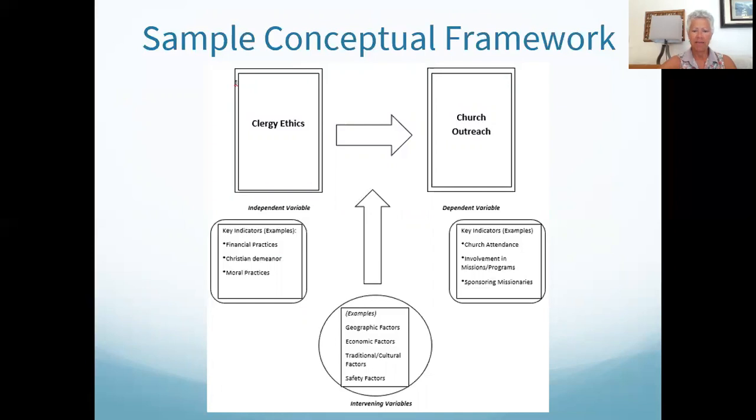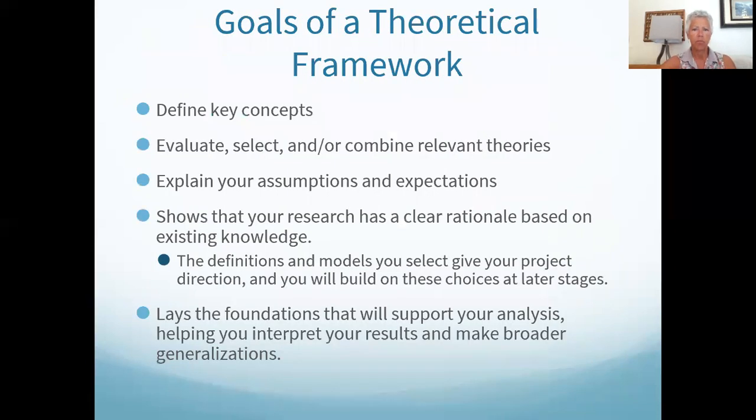And then I gave some examples of what could be intervening variables. In other words, factors that could also influence that relationship, but aren't necessarily the direct cause. And so again, if you are going to collect data on those intervening variables, put them in your framework. If not, do not.